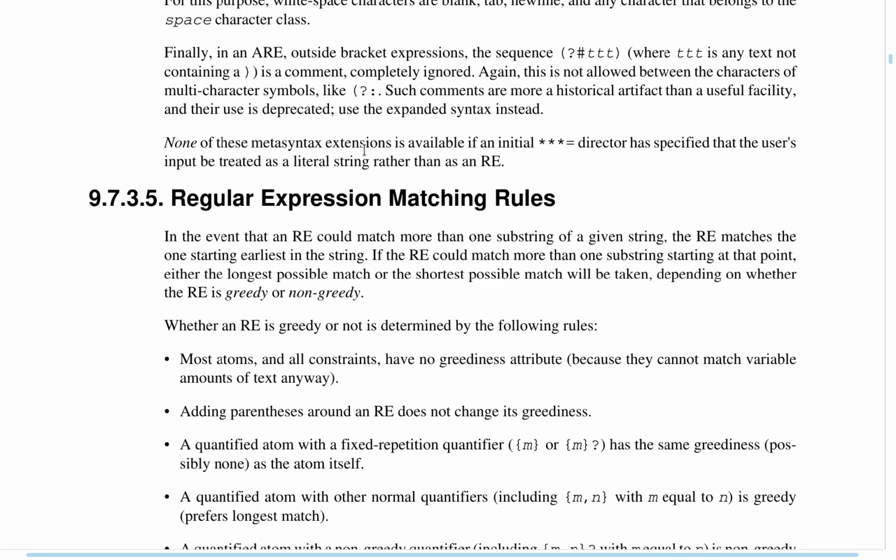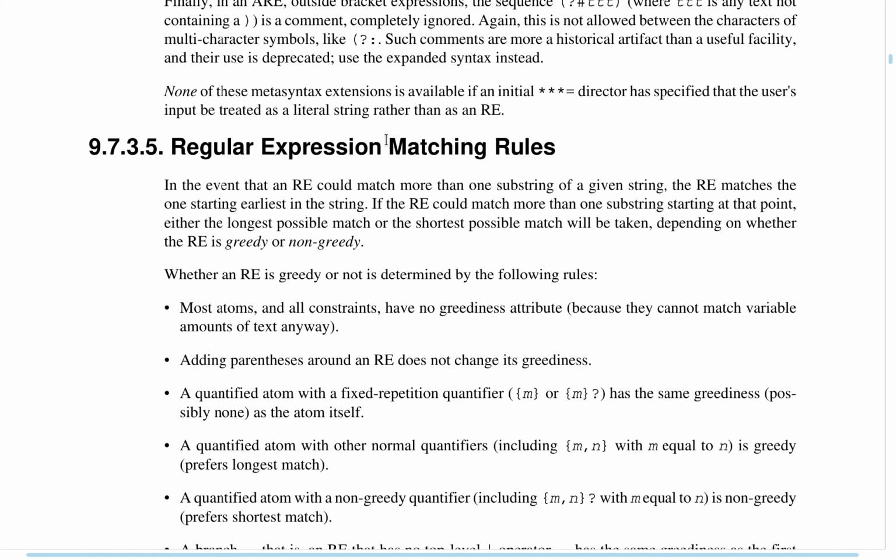None of these metasyntax extensions is available if an initial ***= director has specified that the user's input is to be treated as a literal string rather than as an RE. I generally read the star as asterisk. I have roughly 26 years of experience developing systems, but I don't remember when I last saw the metasyntax of PostgreSQL.